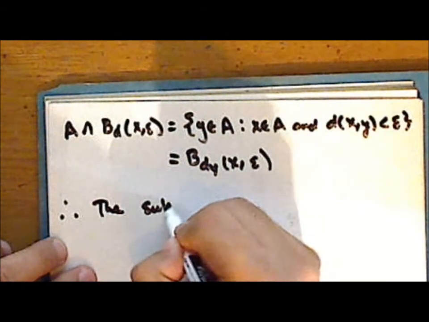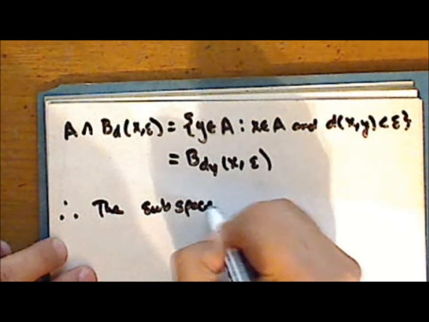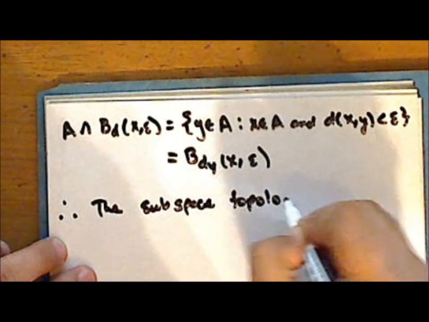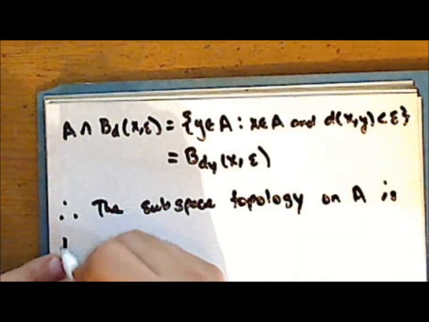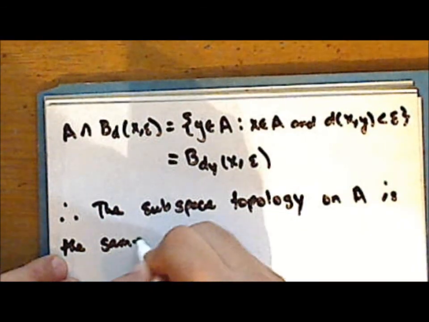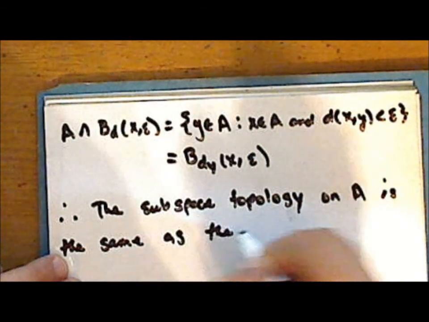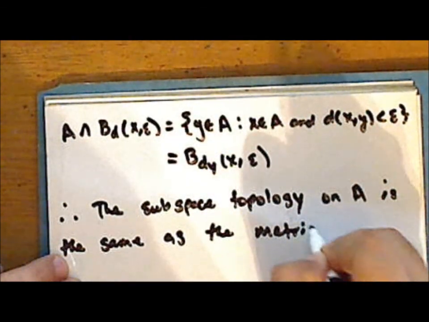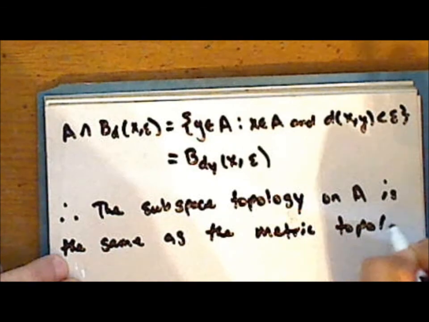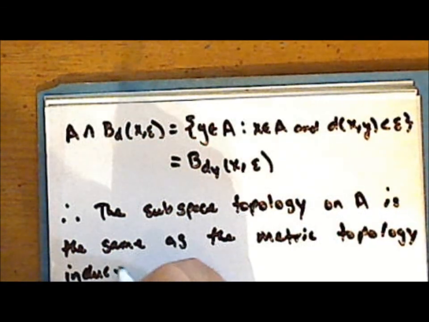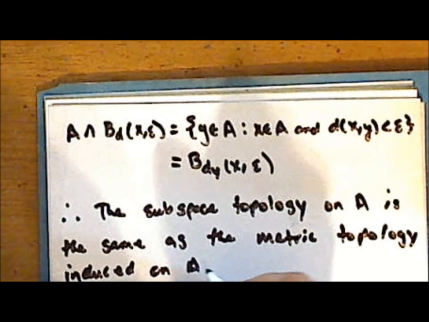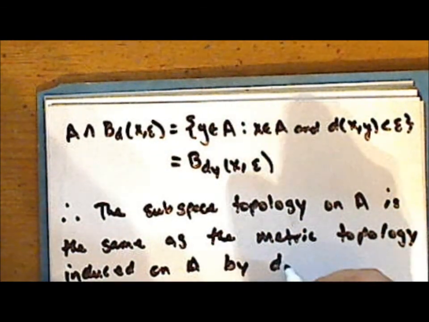The subspace topology on A is the same as the metric topology induced on A by the restricted metric.